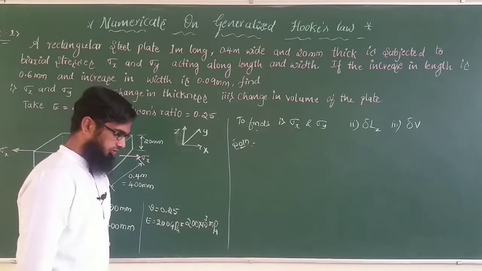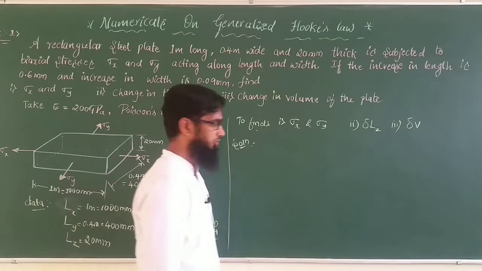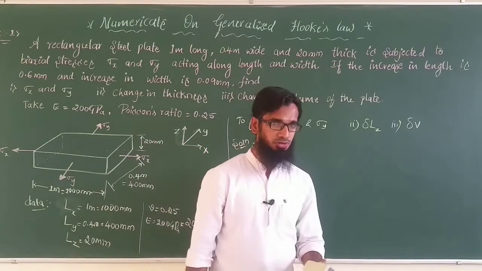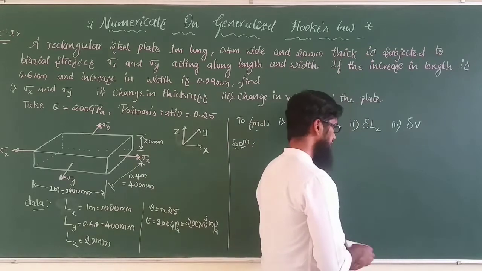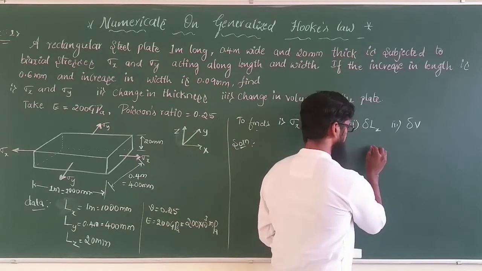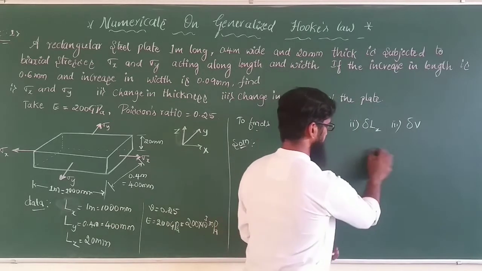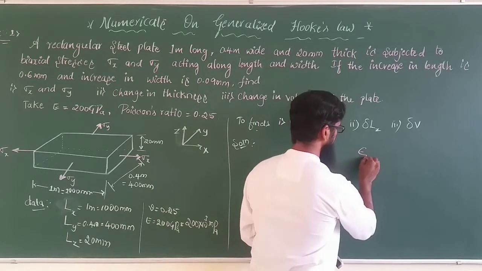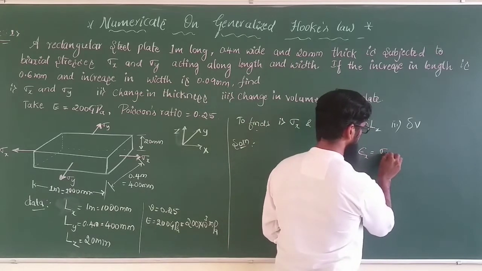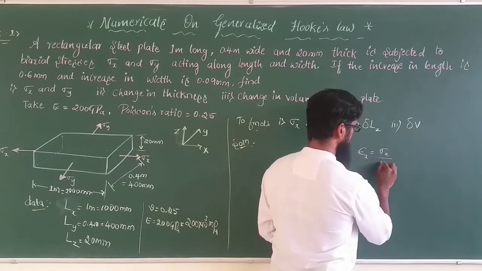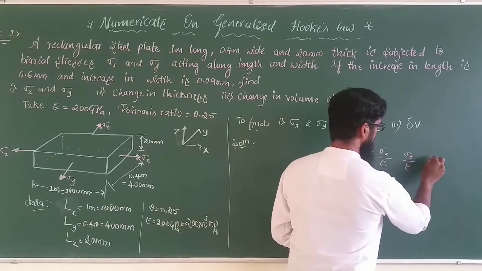Very first thing, since this problem is related to the generalized Hooke's law, we just write a few equations related to the generalized Hooke's law. We know that the generalized Hooke's law is given by, I can take epsilon x is equal to, already we have studied these equations. For understanding purpose, you just write sigma x by E, sigma y by E, sigma z by E.